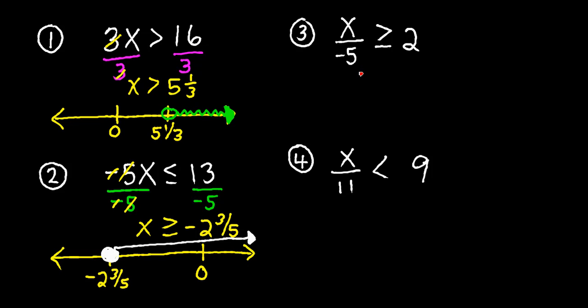Let's do one more. Now this is x divided by -5, which is division. So to undo that, I need to do multiplication. So I'm going to multiply both sides by -5, and that's going to turn this into, once I cancel these two out, x. Oh, I got to remember to flip my symbol because I multiplied by a negative. So x is less than or equal to -10.